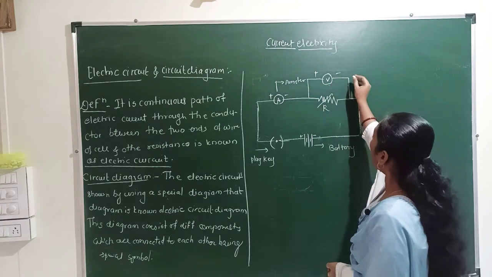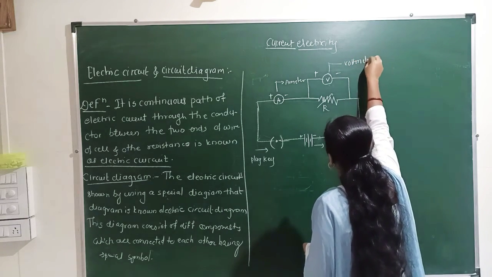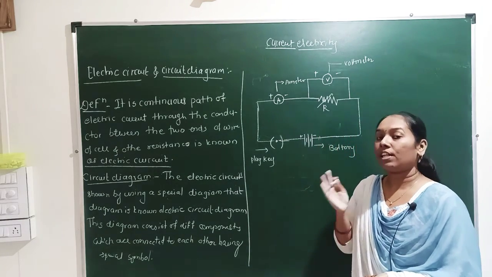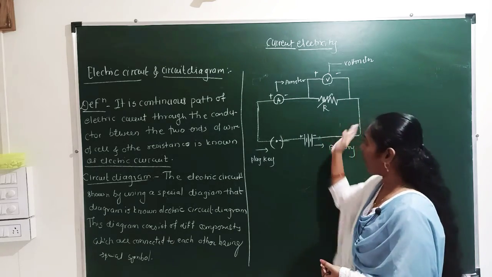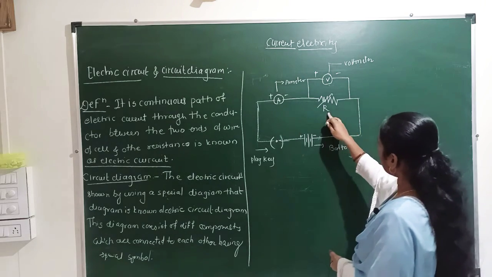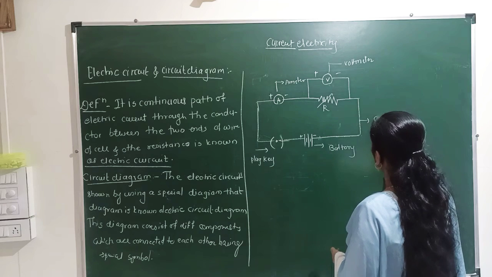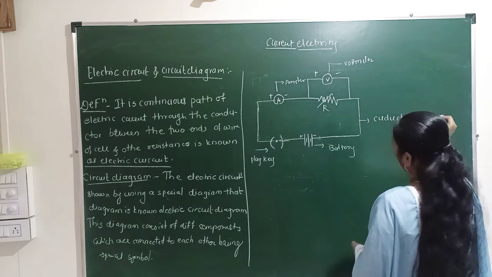This is known as the voltmeter. And what is the function of the voltmeter? It is used to determine the potential difference across this electrical circuit. This is known as the resistor, and these are the conducting wires.